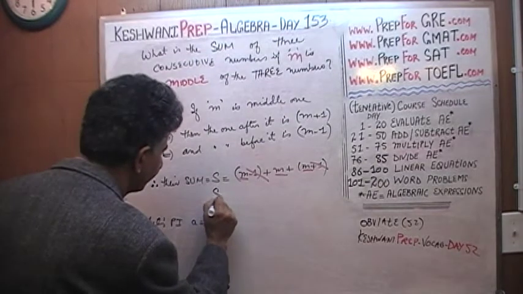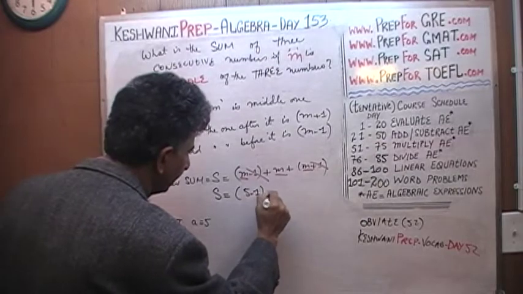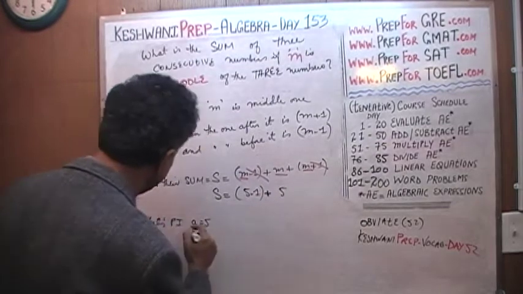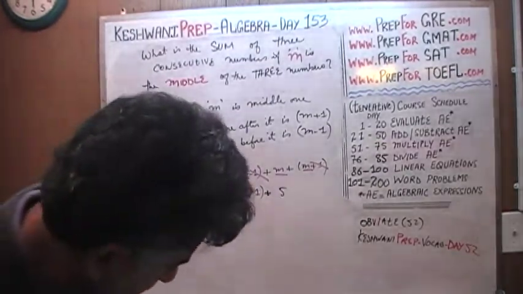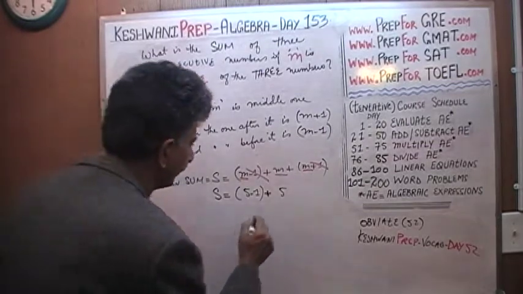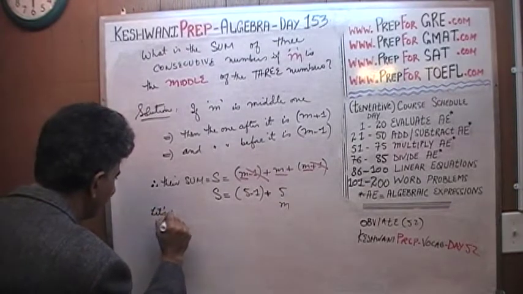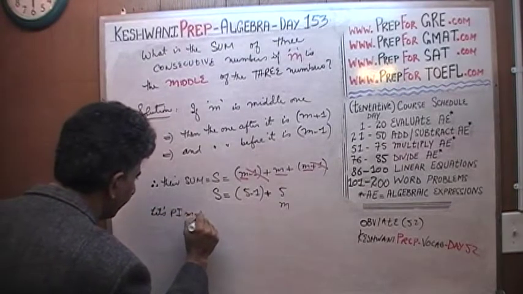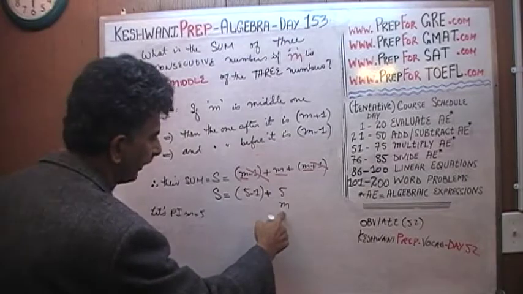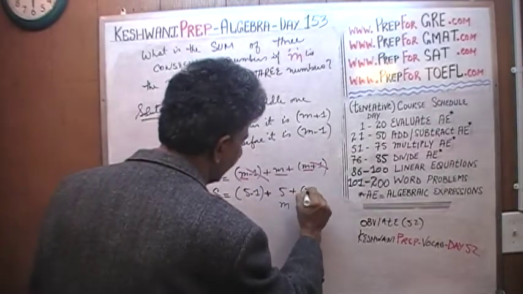So in that case, the sum is going to be 5 minus 1. The middle number is 5. That's our M. Sorry, where did A come from? A came from nowhere. It should be M. Let's plug in M equal to 5. So this is our M, this is our M minus 1, 5 minus 1, and this is our M plus 1, 5 plus 1.